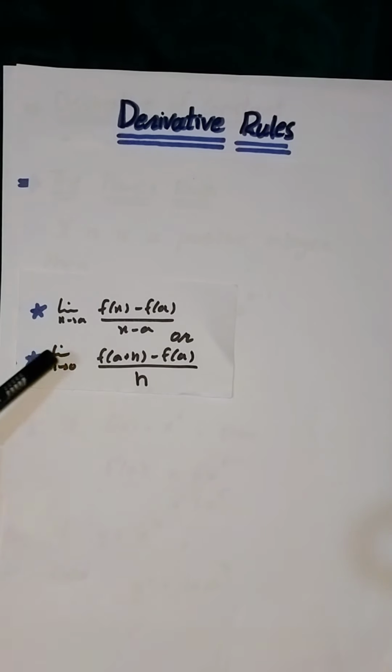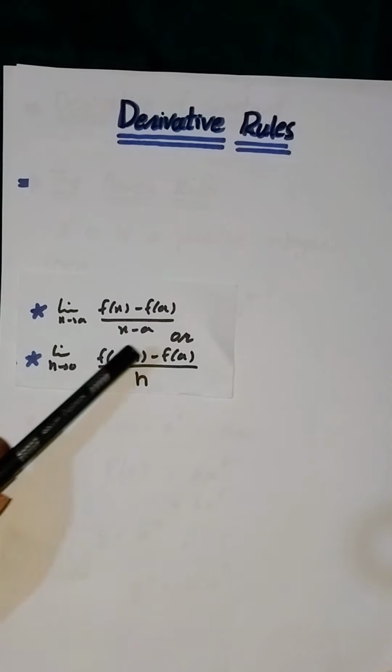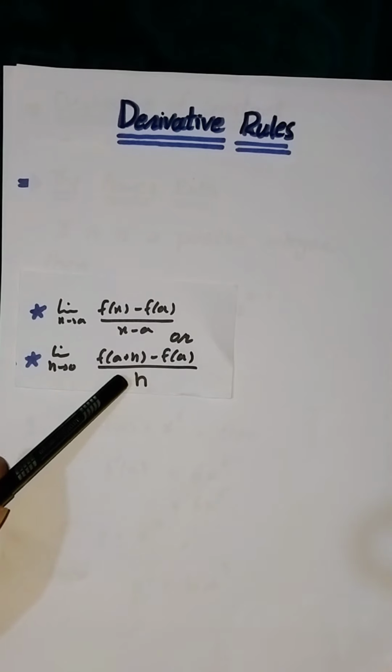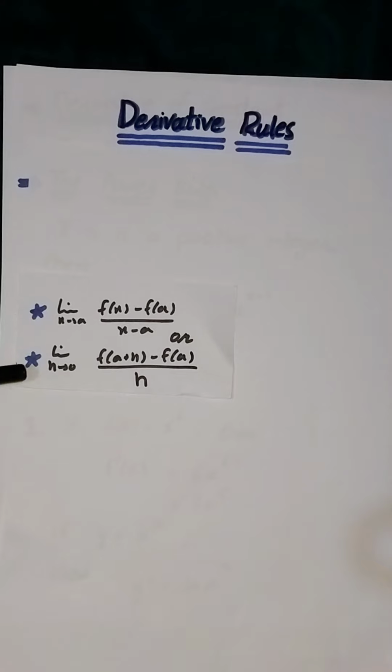Limit x approaches to a, f of x minus f of a over x minus a, or limit h approaches to 0, f of a plus h minus f of a whole divided by h. So without using these formulas, you can differentiate a function by using the rules, or you can say the formulas of derivatives. But for this, you have to memorize these rules.